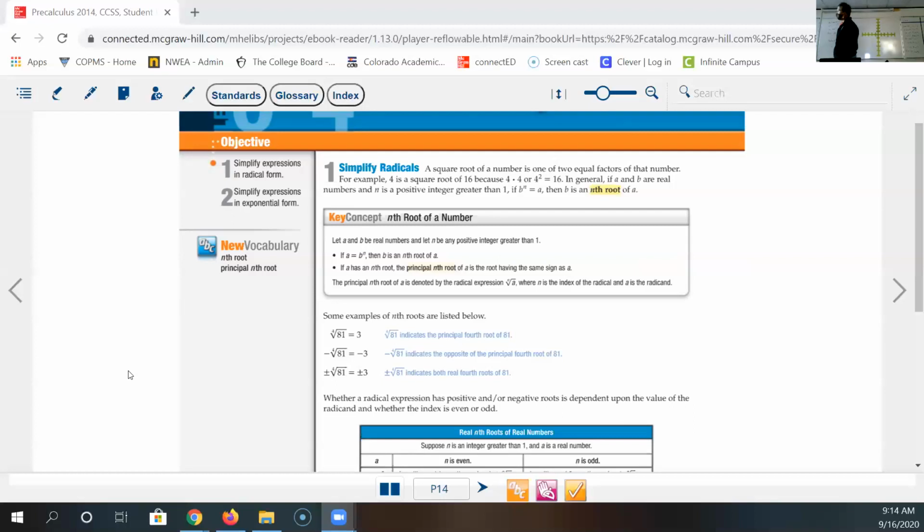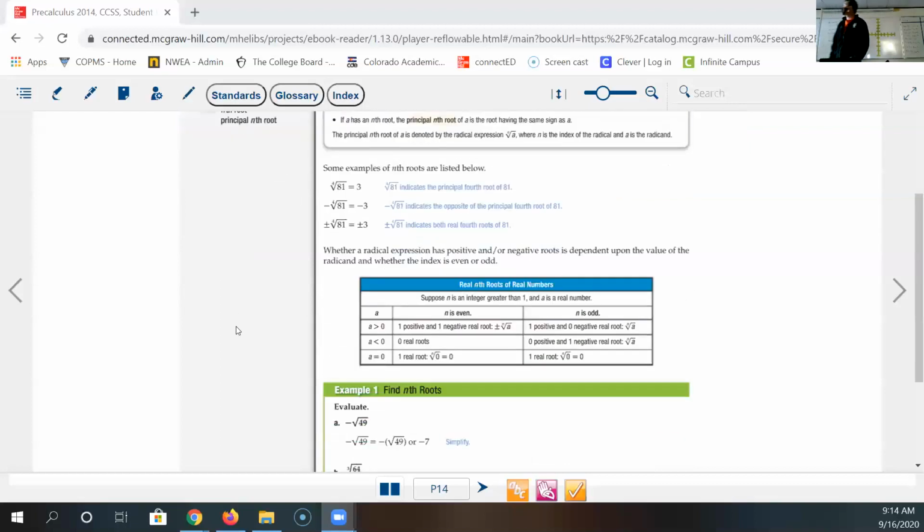Another key thing is we want to pay attention to where this negative falls. If it's a negative value on the outside, and our index is even, meaning it's a 2, a 4, or a 6, we're going to have a negative answer here. Then you have plus or minus the 4th root of 81 is equal to plus or minus 3. And that brings us to real nth roots of real numbers.